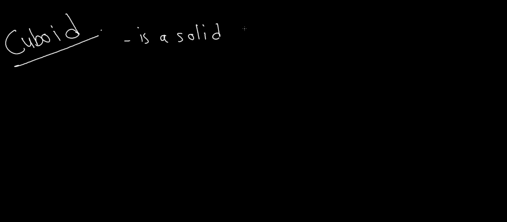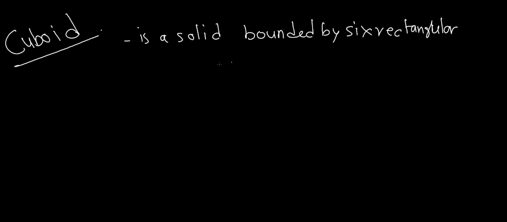Now we are heading towards 3D shapes. First, cuboid. So a cuboid is a solid bounded by 6 rectangular plane regions. So this is bounded by 6 rectangular plane regions. So we'll draw the figure first.